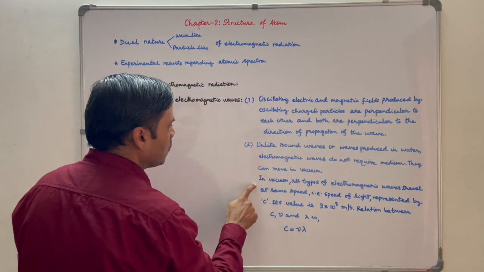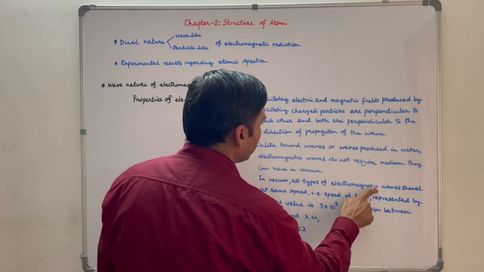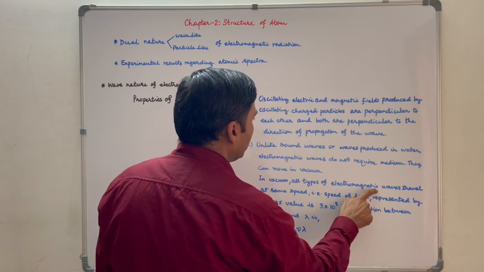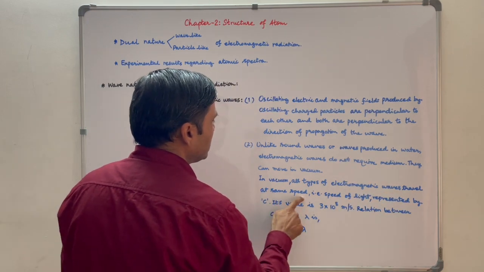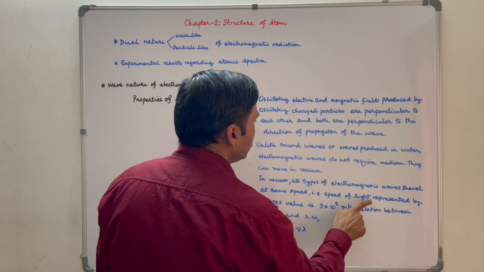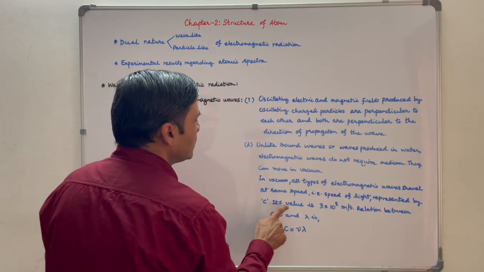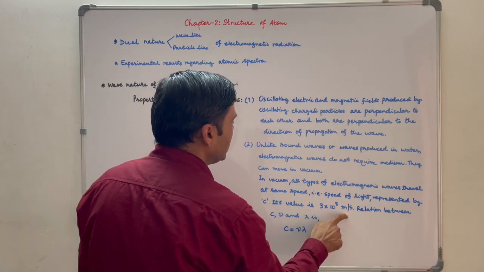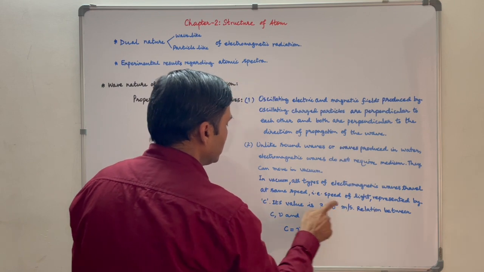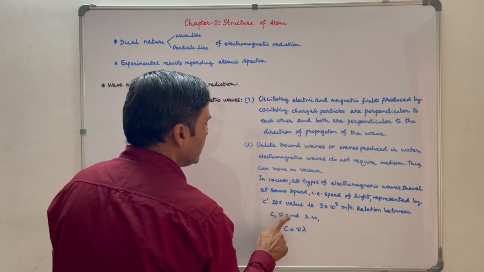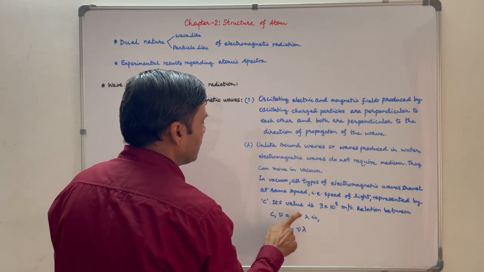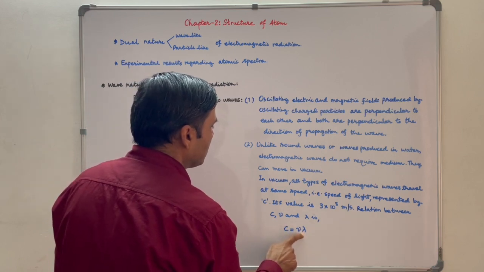And in vacuum, all types of electromagnetic waves, irrespective of their wavelength, travel at the same speed, that is, speed of light. It is represented by small c. Its value is 3 into 10 to power 8 meter per second. Relation between speed of light, frequency and wavelength of wave is given by c = νλ.